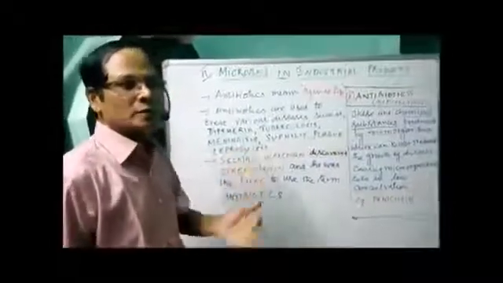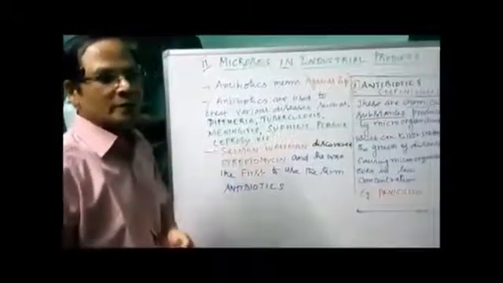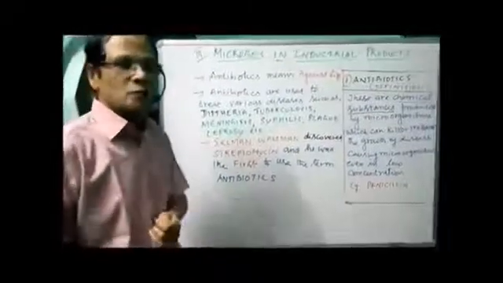Now, antibiotics are used to treat various diseases. A number of diseases are being treated. Here in the book only a few are given. For example, diphtheria, caused by Corynebacterium diphtheriae, the one which causes diphtheria in children. Then tuberculosis is a very common disease both in children as well as in adults.